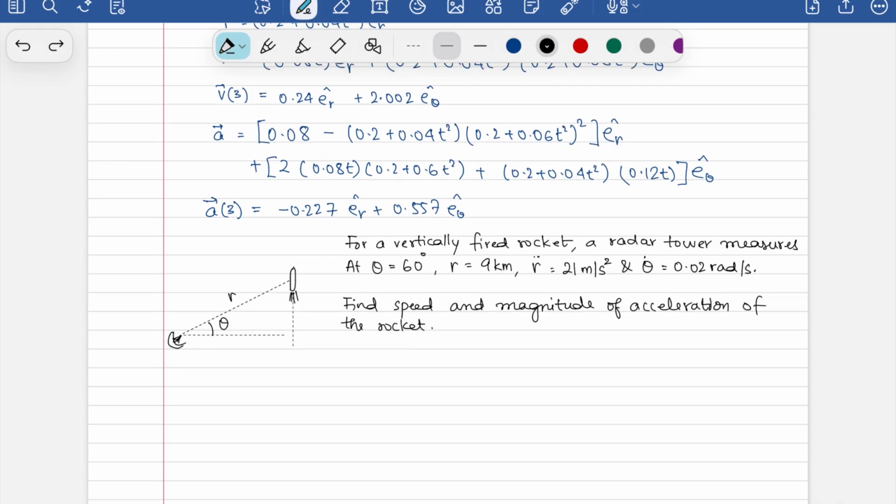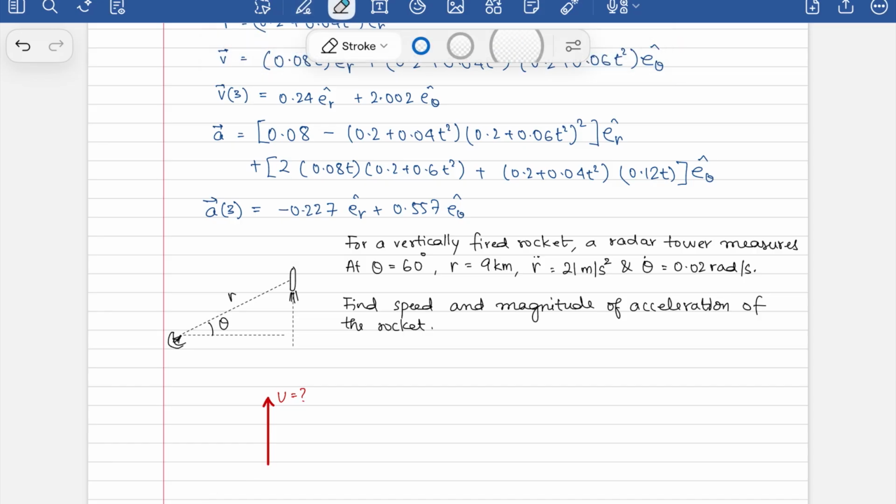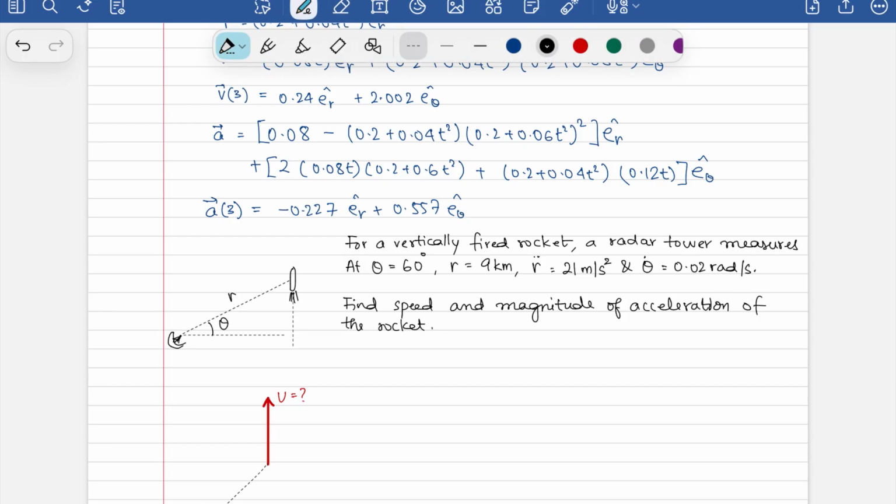So essentially, we don't know what is the velocity, that is v. We know that there is an angle theta from this radial position. This here is theta. And that theta is 60 degrees. So to be a little more accurate, let's draw it in this way. This here is your 60 degrees.